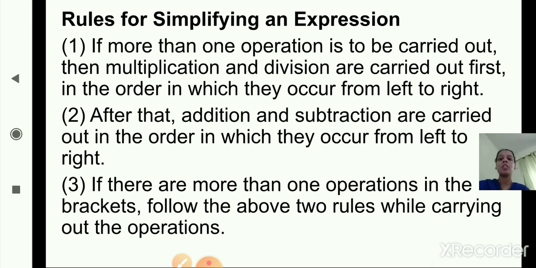After that addition and subtraction are carried out in the order in which they occur from left to right. We will follow the order from left to right. If there is more than one operation in the brackets, follow the above two rules while carrying out the operation. So these two rules we have to follow. Hope you are clear with this. So these are the rules for simplifying an expression.